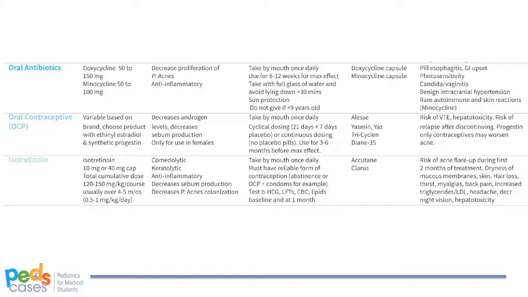It is comedolytic, anti-inflammatory, decreases P. acnes concentration, and decreases sebum production. It follows a weight-based dosing regimen and is generally prescribed at 0.5 to 1 milligrams per kilogram per day for 15 to 20 weeks. More importantly, a total cumulative dose of 120 to 150 milligrams per kilogram per course is recommended.